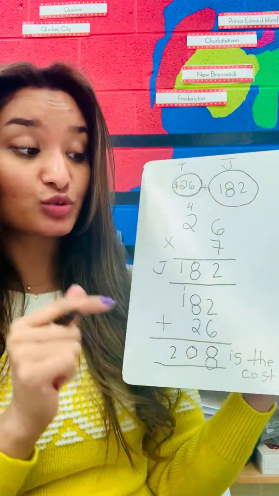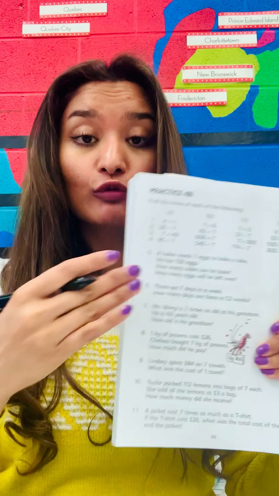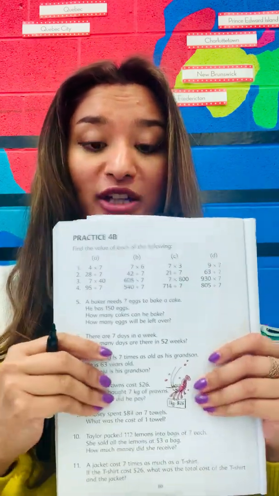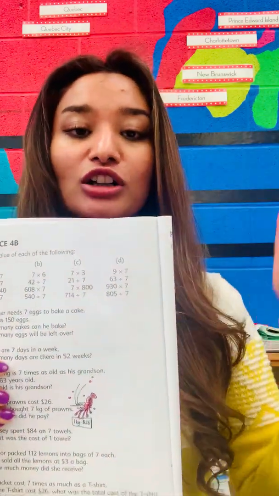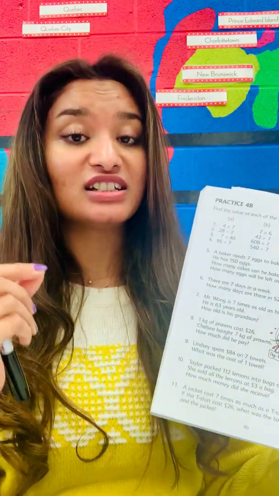Okay, so this was number 11 on our practice. So grade 3s, you get to try the rest of these questions on your own. Remember, for word problems, if you need to draw a picture, you can draw a circle, you can draw a square, however it's easier for you.